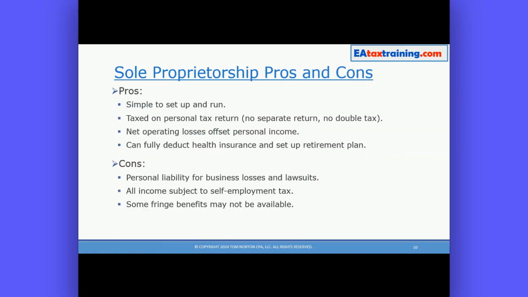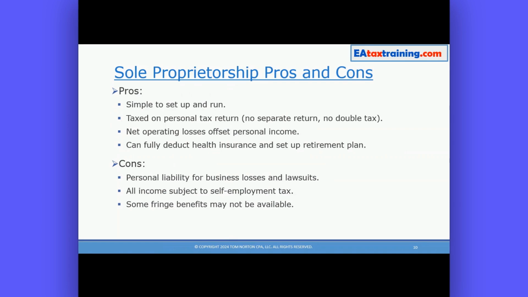So the pros and cons of being a sole proprietorship: it's simple to set up and run. The income is taxed on your personal income tax return, so there's no separate tax return, and there's no double taxation that we'll talk about later when we talk about a C corporation. Any net operating losses you have can offset personal income. In other words, if the business loses money, you can use that loss to offset your other income.